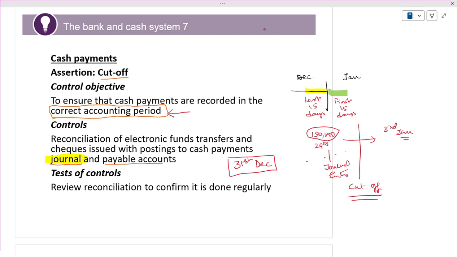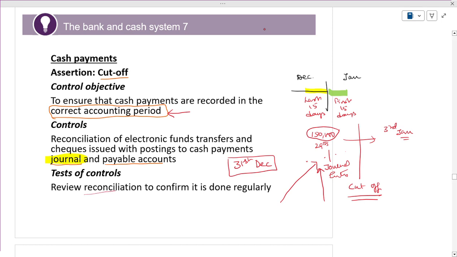So what's the correct accounting period in this case? If the expenditure is related to the current year, then you have to record it in the current year only. The cash balance will be adjusted based on the bank statement. In the bank reconciliation, you will see this.